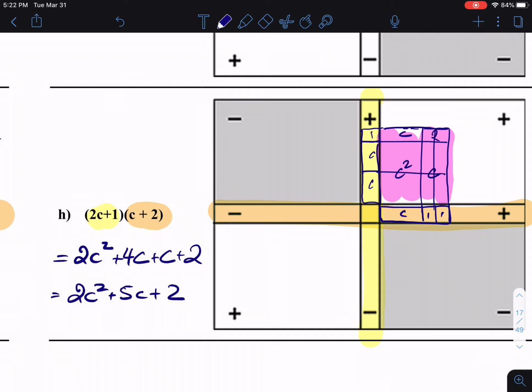Now, where did this come from? The c squared came from 2c times c. This c came from 1 times c. These came from 2c by 2. And this came from 1 by 2. So do you see the distributive property showing up in there?